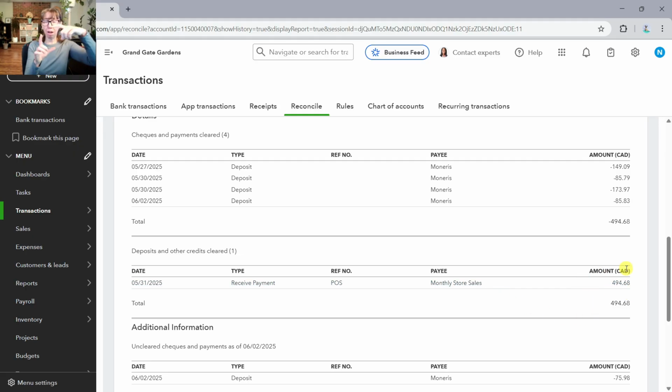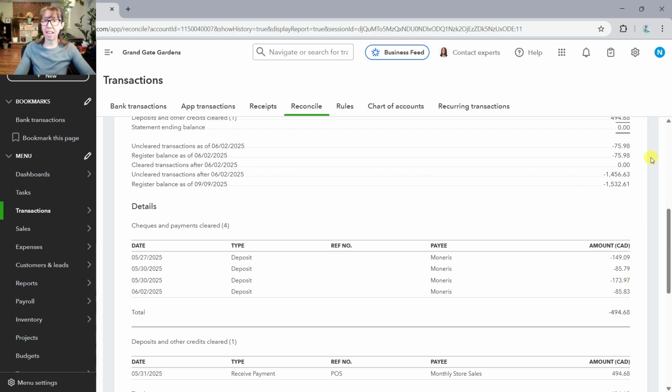That's what the monthly store sales report for May said. It said, this is how much we earned, this is how much was paid by cash, and this is how much was paid by debit or credit for sales between May 1st and May 31st. And then we clicked off the related deposits that added up to $494.68. And by doing this, that is why the statement ending balance is 0.